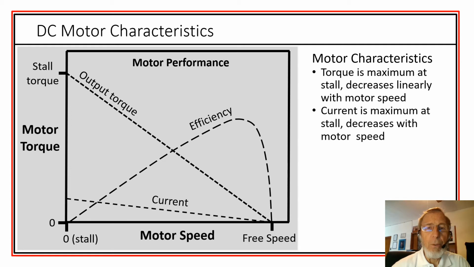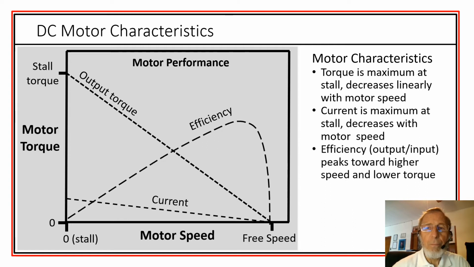We notice that the current is also going to be maximum when the motor is stalled and decrease until it reaches free speed. Efficiency, however, peaks somewhere at the higher motor speeds when the torque is lower, and that's an important consideration in our selecting the right motor.